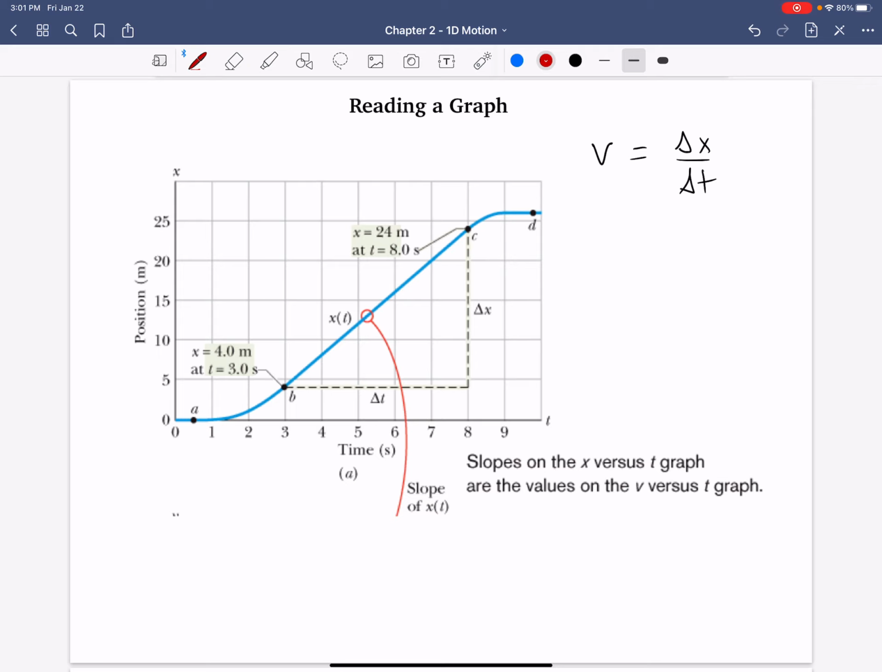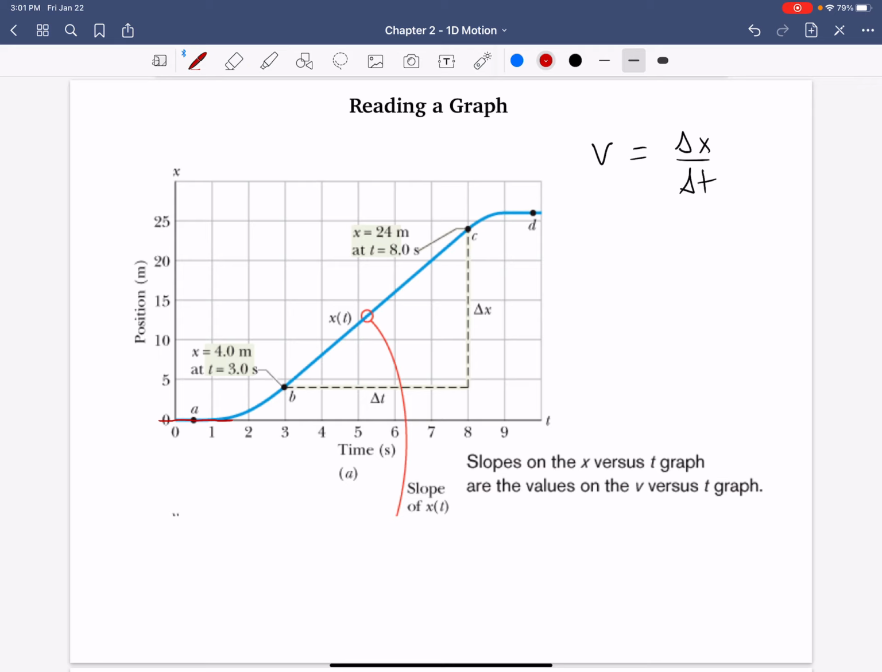At point A, what's the slope of the line at point A? There's a tangent line that's pretty close to horizontal, right? So the slope is 0. Thus, the position isn't really changing, and the speed isn't changing. It's 0. So really from time 0 to time 1, the slope stays 0 and this particle does not move.